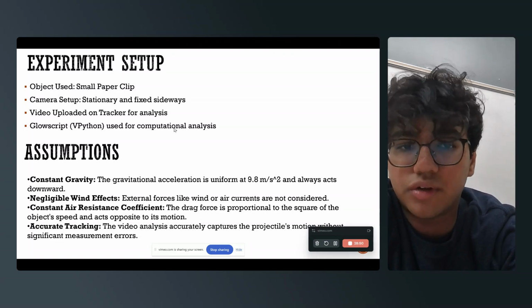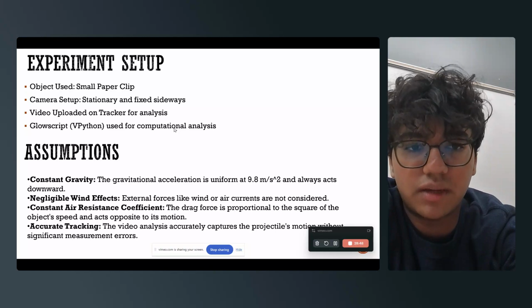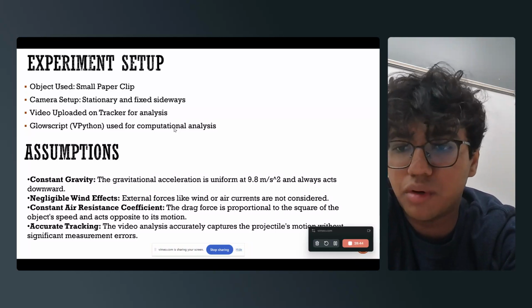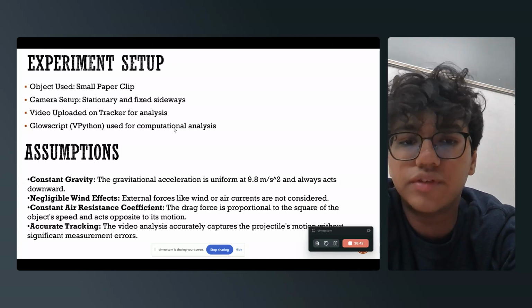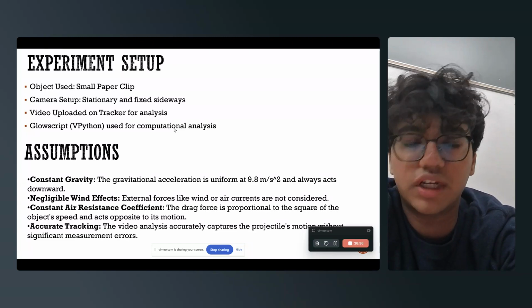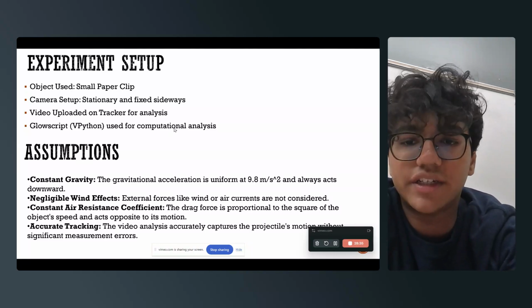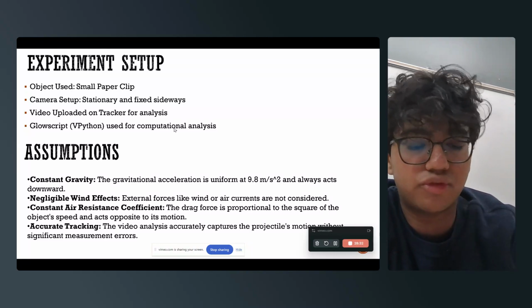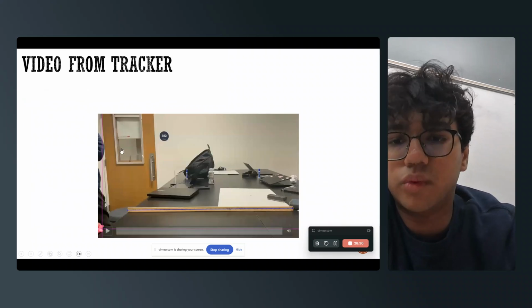Assumptions. There was constant gravity, always acting downwards at 9.8 meters per second squared. Negligible wind effects, at least in the first computational model. Constant air resistance coefficient, that is, the drag force is proportional to the square of the object's speed and opposite to its motion, that is the b value. Accurate tracking, that is, Tracker actually puts out an accurate model of how the object moves over time. This is the video from Tracker.